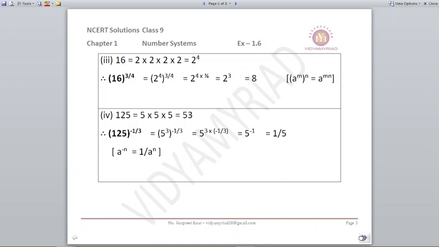Next part, 125. So what is 125? 125 is 5 cube. So what is the question now? 125 raised to power minus 1 by 3. So replace 125. So 5 cube into minus 1 by 3, 3 gets cancelled. It becomes 5 raised to power minus 1. So I want to remove the negative in the power. So I have to take its reciprocal. It becomes 1 upon 5 as my answer.